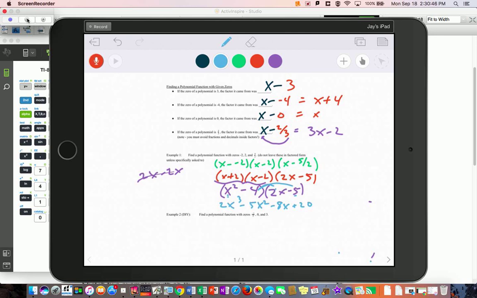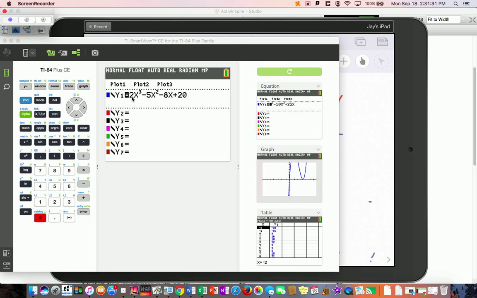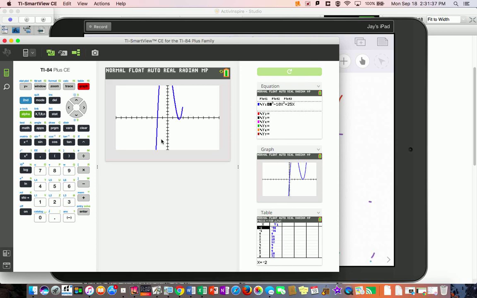Now, to make sure that this is correct, I'm going to go to the graphing calculator and type that function in and look at the graph and make sure that it's hitting negative 2, 2, and 5 halves, or 2.5. Okay, so I've typed in my answer, 2x cubed minus 5x squared minus 8x plus 20. And when I look at the graph, I want to make sure it's hitting at negative 2, good. It hits at 2 and what looks like 2.5. So I'm relatively sure that my answer is correct. If you make a small error on that particular graph, you're not going to be able to see these answers.